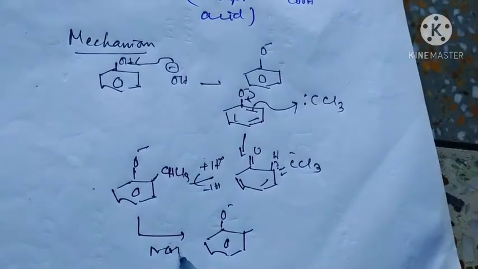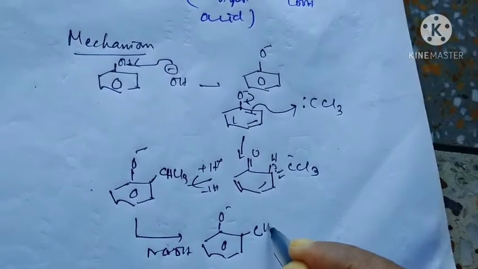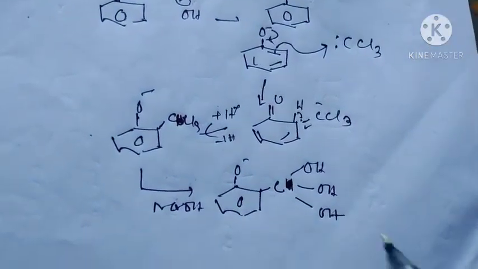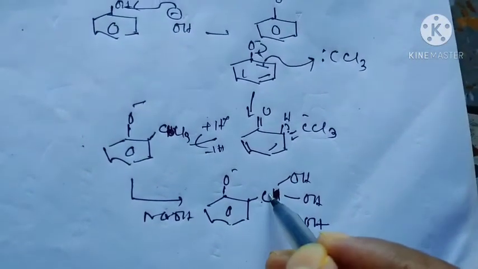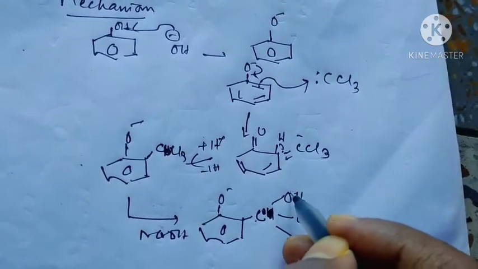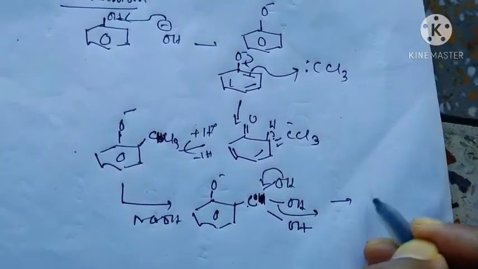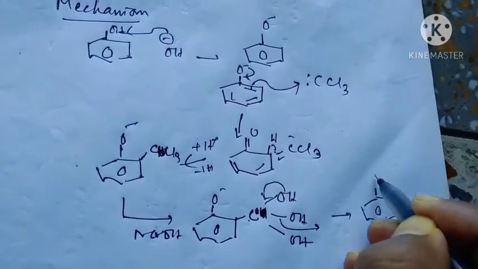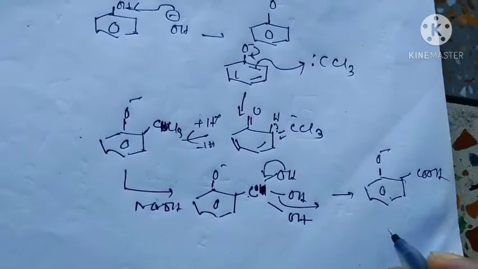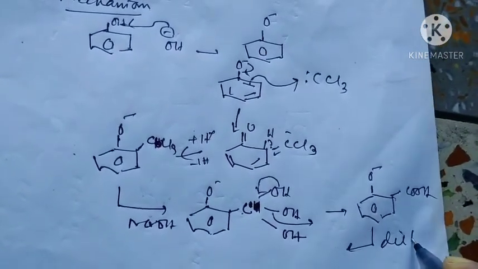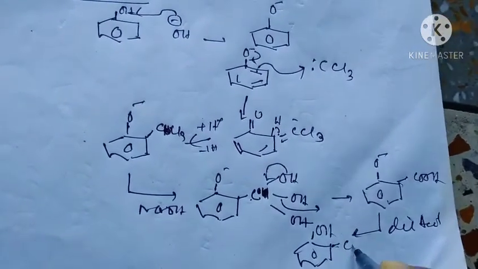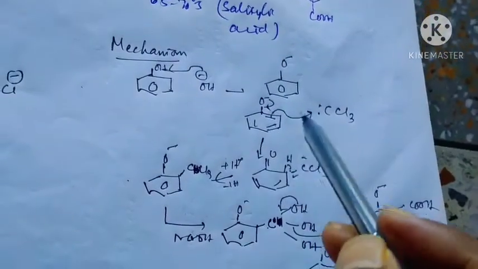Okay, now in presence of base, three OH. But you can see one carbon cannot contain three OHs at a time, so it will remove one of the OH from here to form COOH. Okay, this is our salicylic acid. Whenever dilute acid is given, it will produce the actual salicylic acid. And similarly, students, you can see the para isomer will also form.